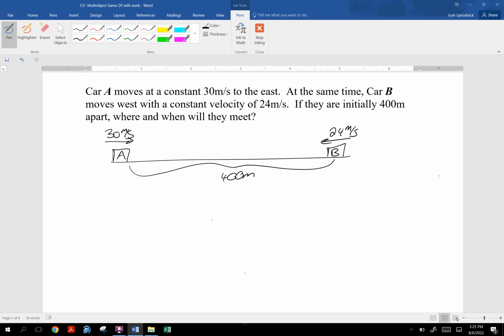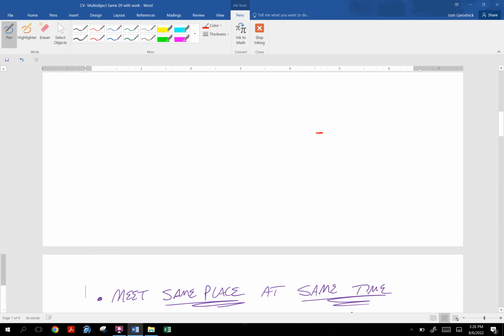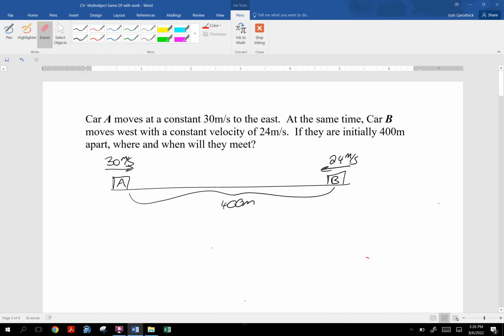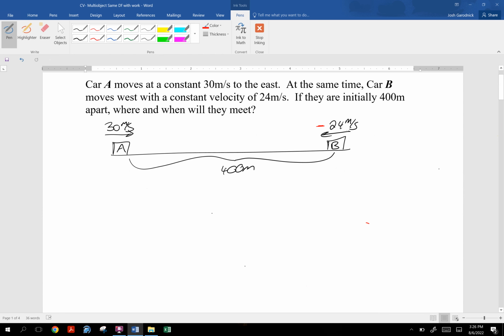At the moment, this is simply constant velocity, so there's not much we can do in terms of making it too challenging. But we have a car going east at 30 meters per second, and we have a car going west at 24 meters per second, and that west is just sticking out where I'm like, wait, west, that's left. I better make that velocity negative. And they are initially 400 meters apart. So how do we get organized?